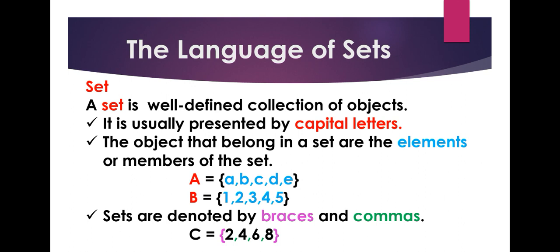Let's say we have set A. Ang set A daw natin ay consists of A, B, C, D, E. So, yung letter A, siya si capital letter, that means set siya. And then, yung letters A, B, C, D, E, siya yung bumubuo sa set, that means tinatawag natin siyang elements. So, si set B naman, ang elements naman daw niya ay 1, 2, 3, 4, and 5.